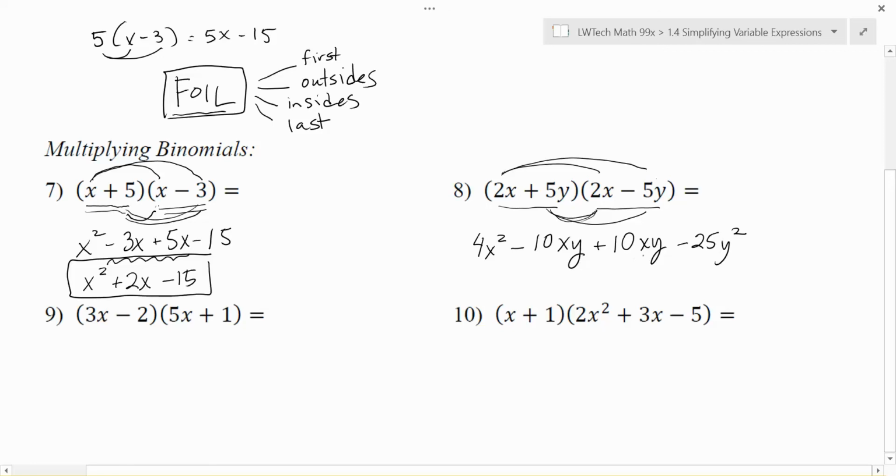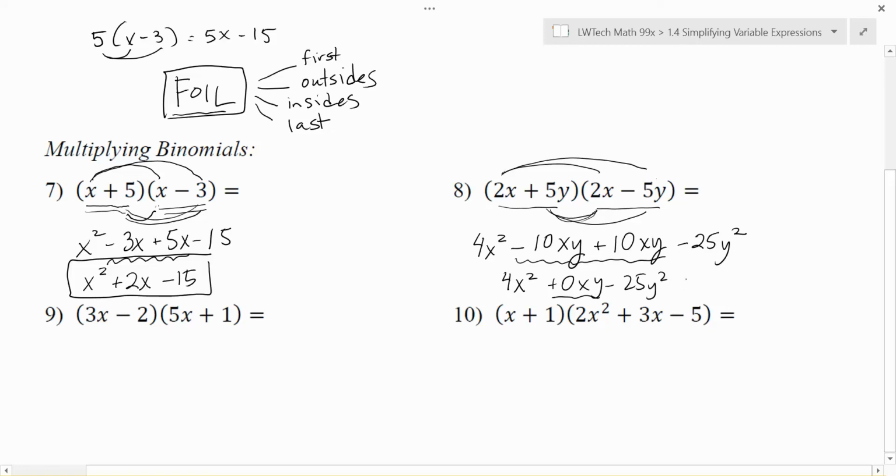The reason that I like to write it as xy here instead of yx is just so that it's obvious that those terms in the middle actually have the same variables and the same powers, so they're totally fair game to add together. So I still have the 4x squared up front. Negative 10xy plus 10xy is 0xy, and then minus 25y squared.